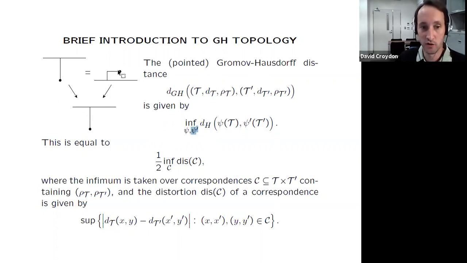And in this picture here, you can see if I think of the intrinsic metric along the line segments, then I can map this tree onto this one. And so actually these two are equal with respect to this Gromov-Hausdorff type distance.